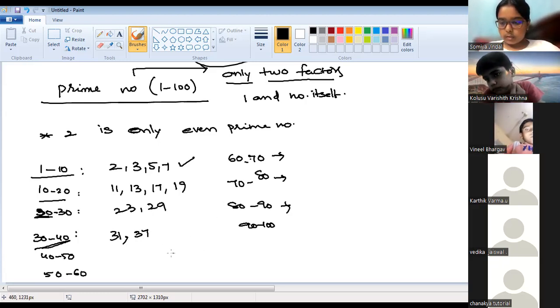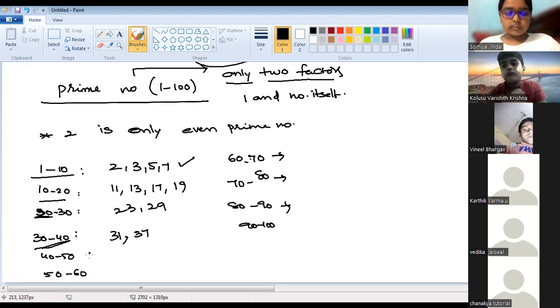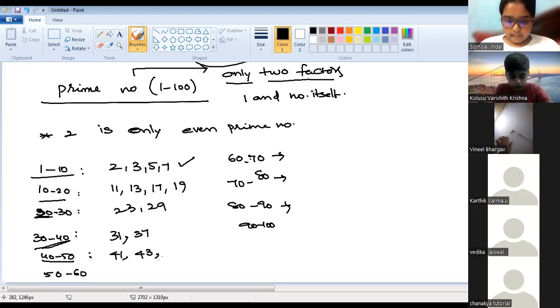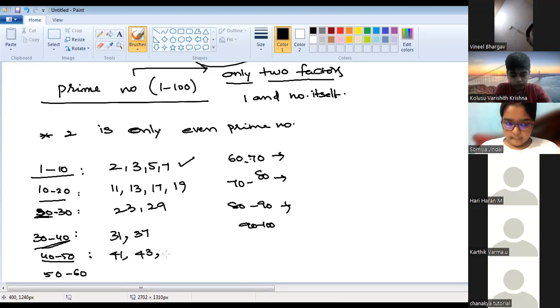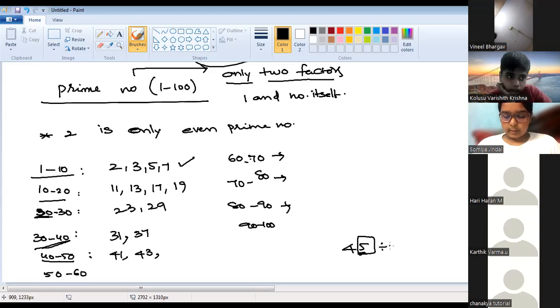Now, where is Advika? Advika, please. 40 to 50. Very good. Ma'am, I wrote till 1 to 100. 41, 43. Please place it in your chat box. Ma'am, 45. My dear child, 45 ends with 5, is it prime? It is divisible by 5 and 9, it comes in the 5 table. Fine.